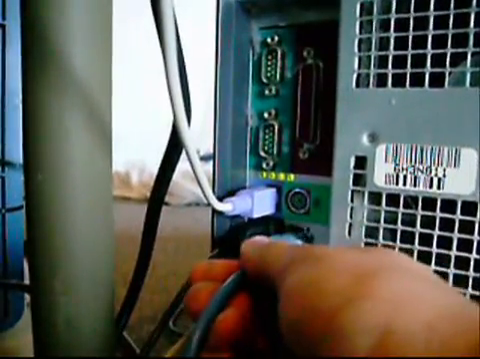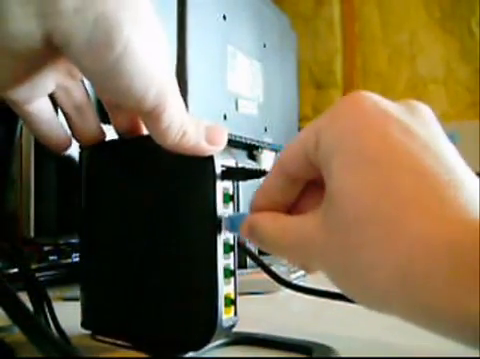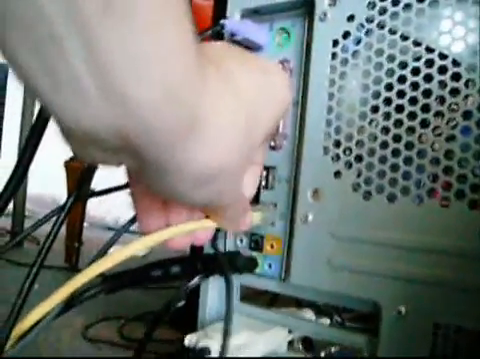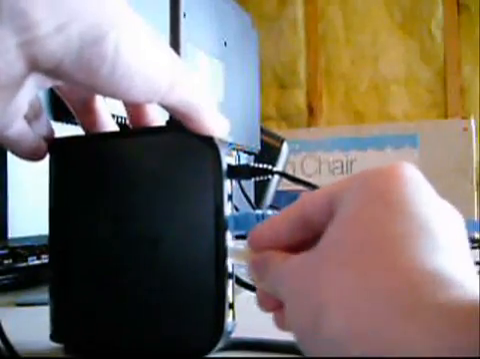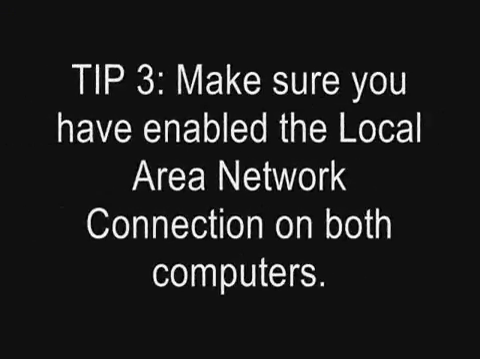Setting up the network. First plug an Ethernet cable into the Ethernet port of your server. Then plug the other end of that cable into your router. Repeat this process with computers you would like to access the server through, also known as the client computers. Tip 3. Make sure you have enabled the local area network connection on both computers.